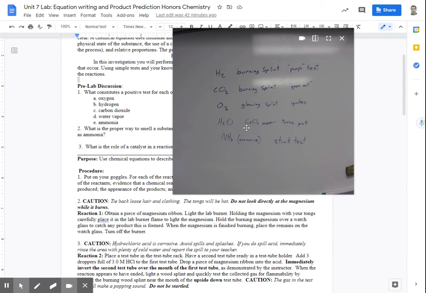For water, we can see cobalt chloride paper go from blue to pink as it absorbs moisture. And then ammonia, if you waft that and it smells like ammonia, you can tell that it's there. So these are the tests we'll use.